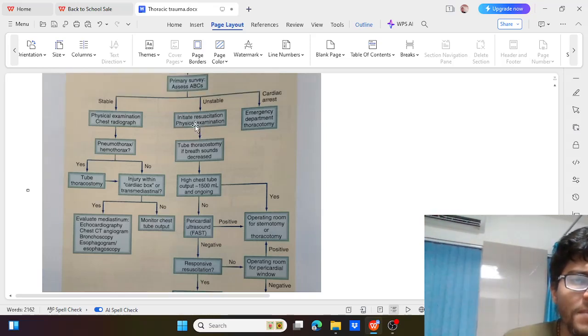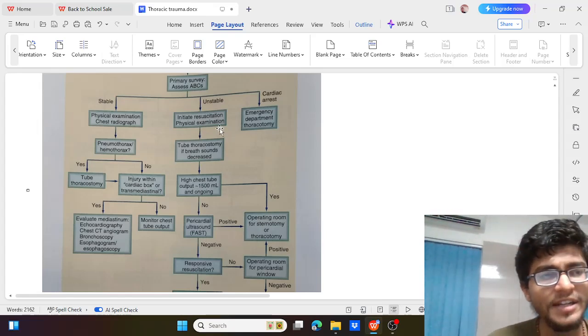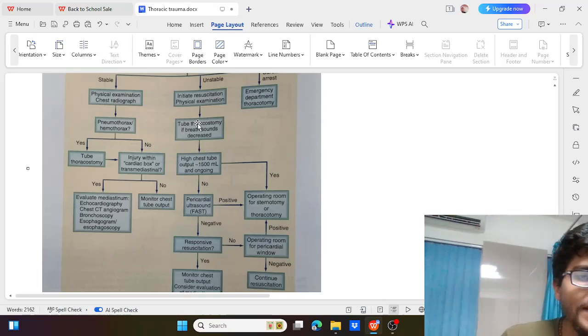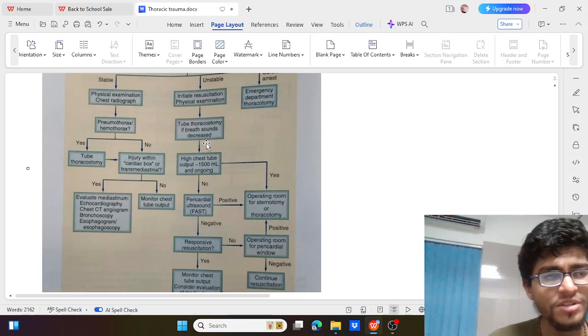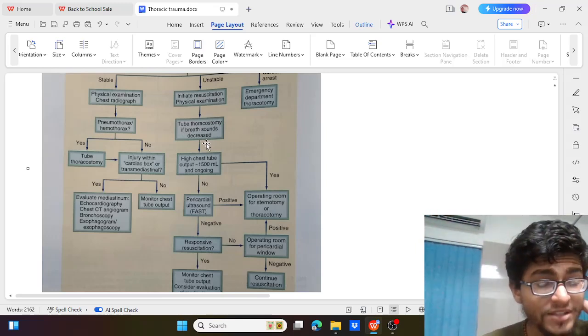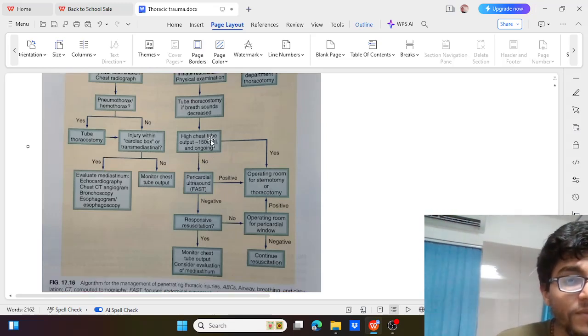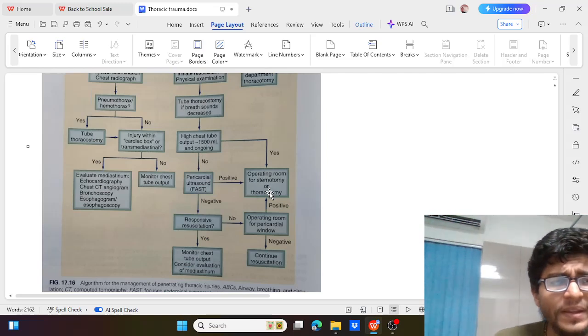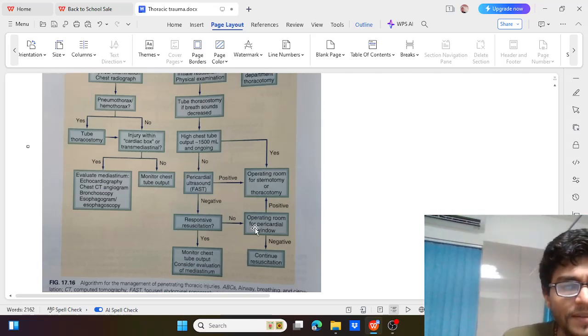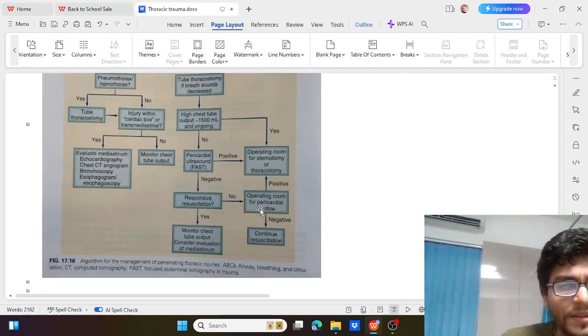If the patient is unstable, we'll start resuscitation as soon as possible. We'll examine the patient, start detailed examination, and if needed, tube thoracostomy if the breath sounds are decreased. So that means there is a possibility of either pneumothorax or a hemothorax. If the chest output is more, that is more than 1500 ml and ongoing, then we'll go for a thoracotomy and again manage the patient, continue resuscitation.